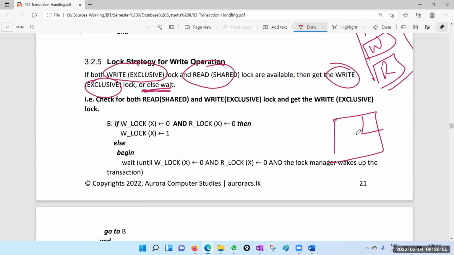You have to check that no one is getting in to do this special thing, or no one is doing this other thing, because you are going to do your private thing. Therefore, you have to check whether both read locks and write locks are available. No one has taken the read lock. No one has taken the write lock. Then only you get the write lock. So that is the lock strategy for write operation.